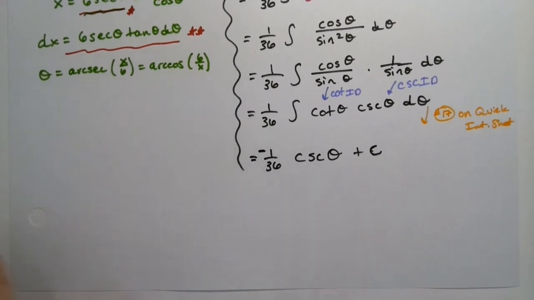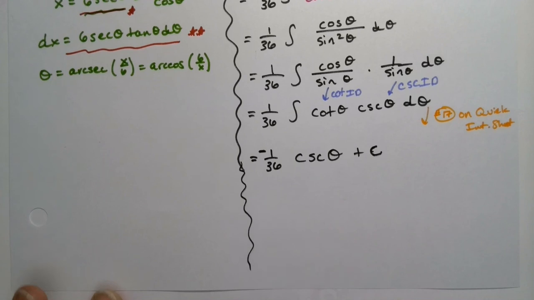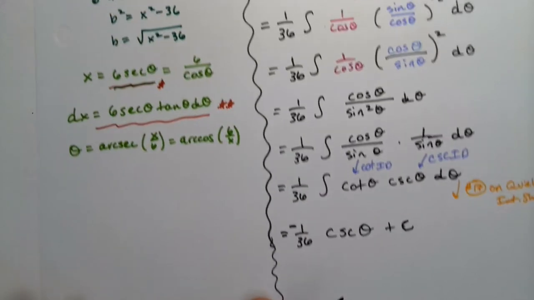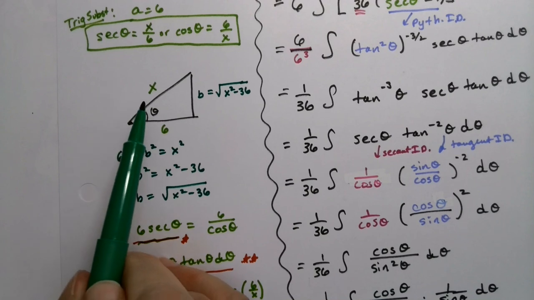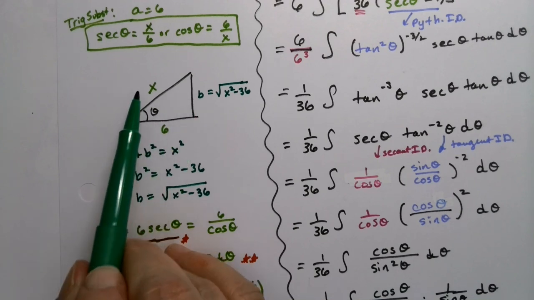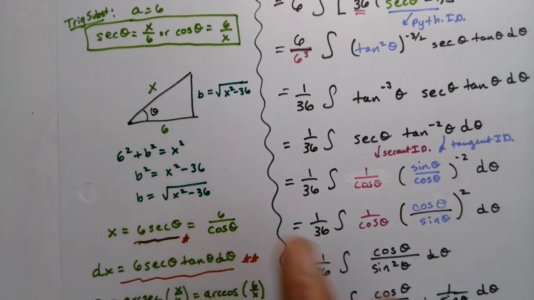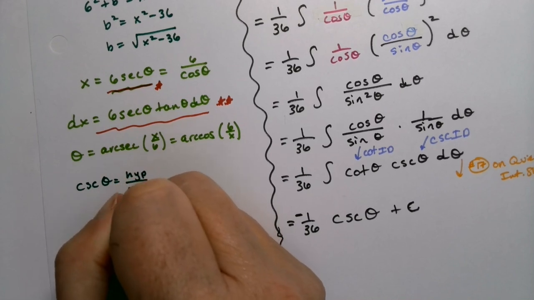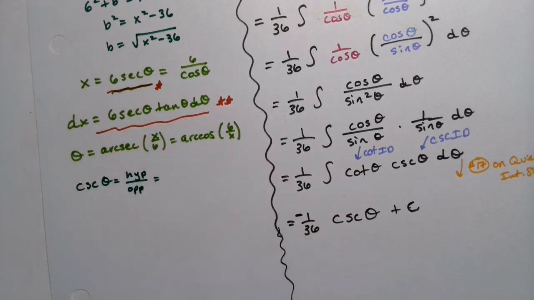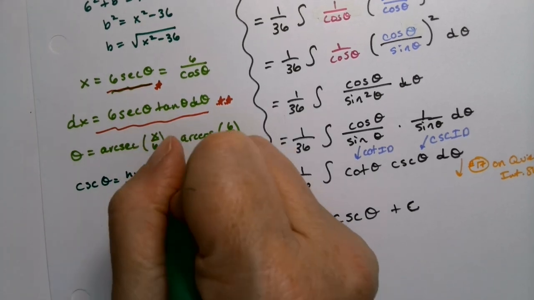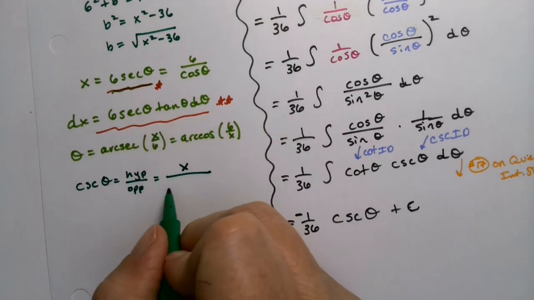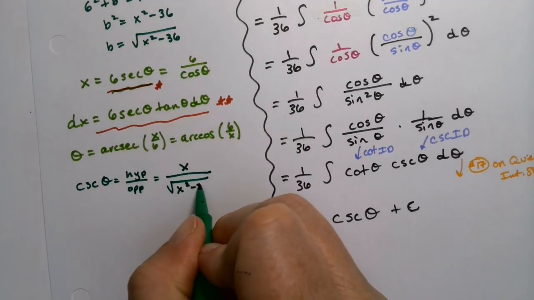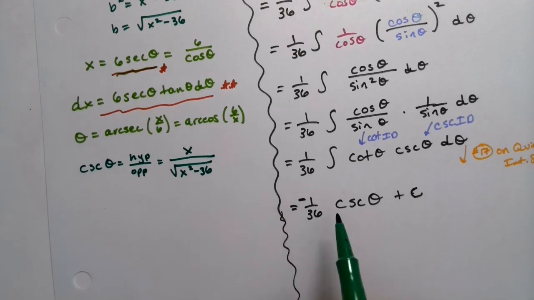Now, we cannot leave it with theta. That's no good to us. We need to have a substitution at the very end of what this was. And for that, we should go back to our lovely triangle. Cosecant is 1 divided by the sine. So if sine of theta is opposite over hypotenuse, cosecant of theta is hypotenuse over opposite. So let's make that comment. So cosecant of theta is hypotenuse over opposite. Right? It's the reciprocal of the sine. And so it would be the hypotenuse, which is x, divided by the opposite, which is the square root of x squared minus 36. So that's what we put in.